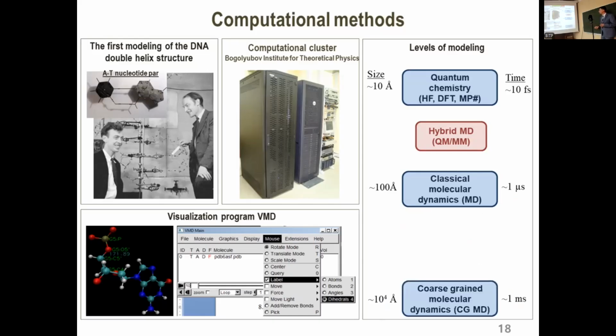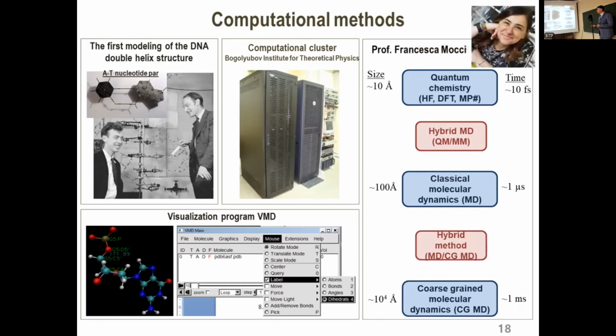Also, we have coarse-grained models where the trajectory is up to 1 millisecond, and the system is thousands of angstroms. And also there is a hybrid method between classical molecular dynamics and coarse-grained molecular dynamics. This field of research, these models, will be described in a lecture by Professor Francesca Mocci. It will be on Saturday.